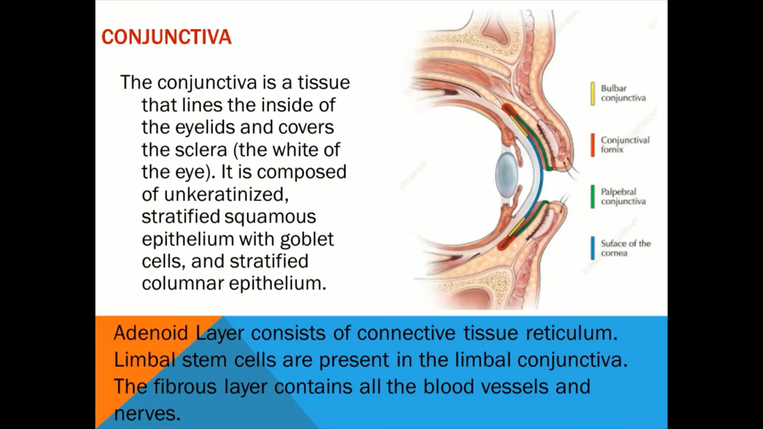Conjunctiva. Conjunctiva is a tissue that lines the inside of the eyelid and covers the sclera, which is the white part of the eye. It is composed of unkeratinized stratified squamous epithelium with goblet cells and stratified columnar epithelium. Adenoid layer consists of connective tissue, reticulum. Limbal stem cells are present in the limbal conjunctiva. The fibrous layer contains all the blood vessels and the nerves.